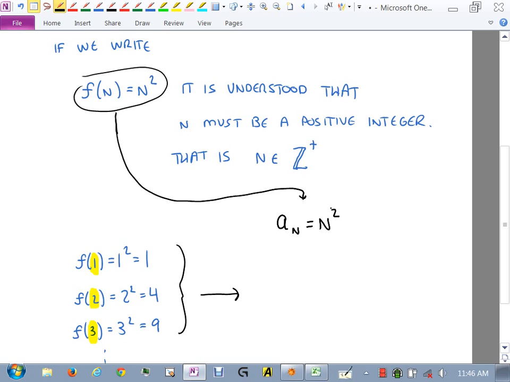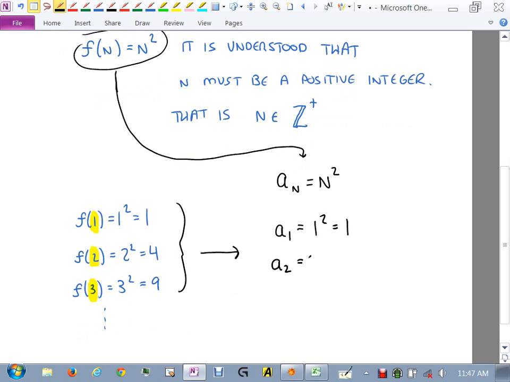And let's see if that makes sense. All we're doing is just an adjustment in notation. The n squared equals n squared is the same, right? The only thing is instead of writing f of n, I'm writing a sub n. And so if I ask you now, what's a sub 1, you replace the n right here with 1, which means you replace this n with 1, so you get 1 squared, which is 1. A sub 2 is 2 squared, which is 4. A sub 3 is 3 squared, which is 9.